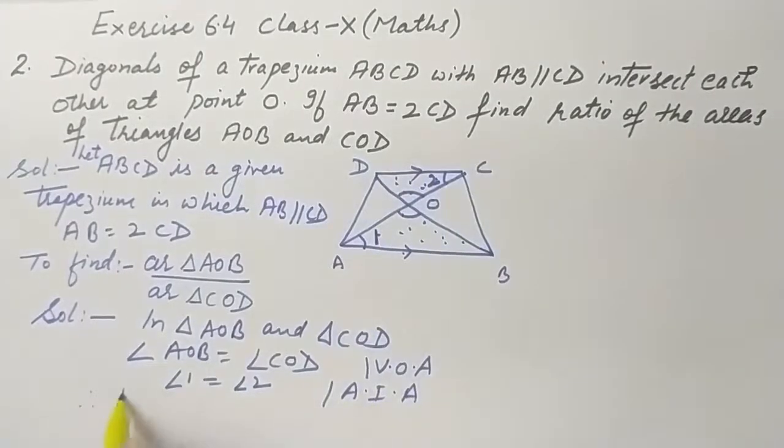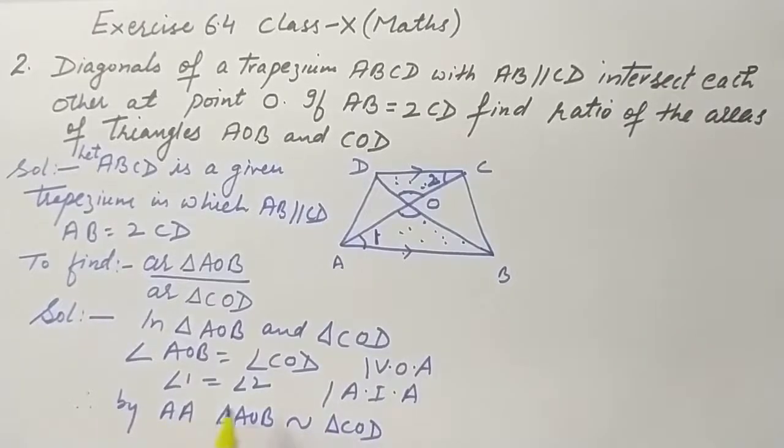Therefore, by the AA criterion, triangle AOB is similar to triangle COD. This is the symbol of similar, and AA means if two angles of a triangle are equal to the corresponding two angles of another triangle, then these two triangles are similar by AA.